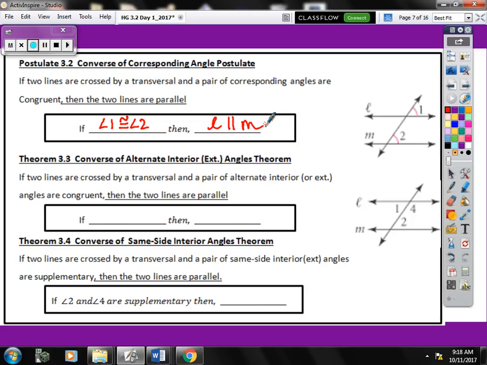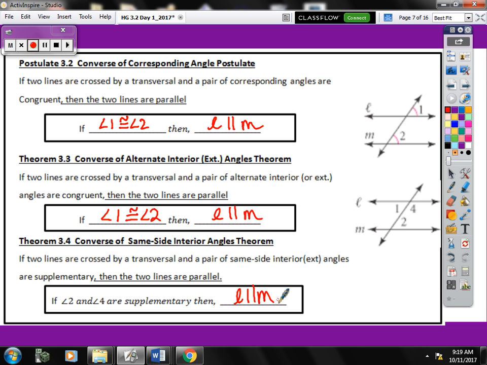The next one is the converse of the alternating interior and exterior angles theorem. So alternating interior would be 1 and 2. So if we know that angle 1 is congruent to angle 2, by the converse of the alternating interior angles theorem, we can conclude that line L is parallel to M. Using the same picture, we have the converse of the same side interior angles theorem. So if we can prove that 2 and 4, which are same side interior, are supplementary, then that would prove that line L is parallel to M. You just need one pair of angles that are a special type that we know to prove congruence or supplementary, and we can conclude that the lines are parallel.